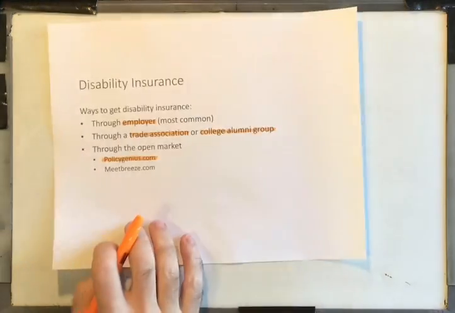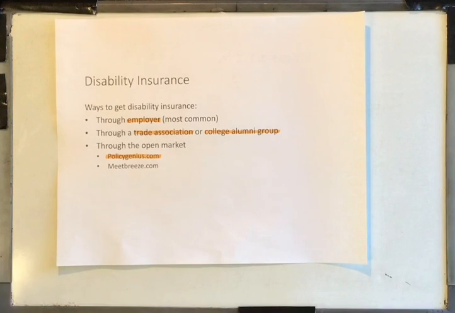All right, so that does it for this presentation. Just look over it and try to be able to answer some generalized questions about health, life, and disability insurance. And that will be it for Chapter 7.